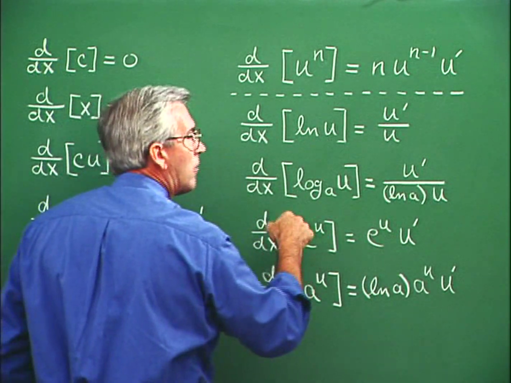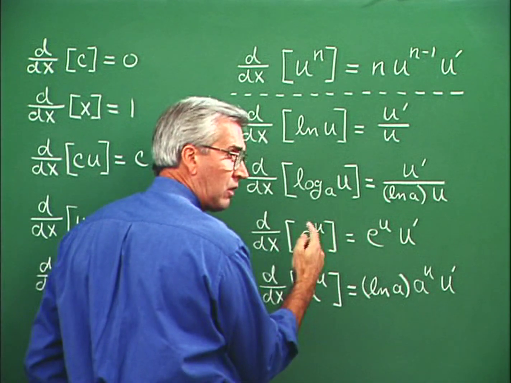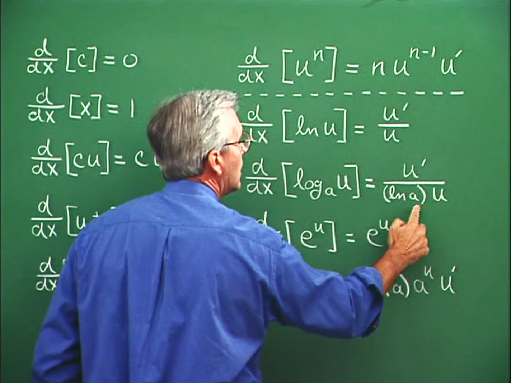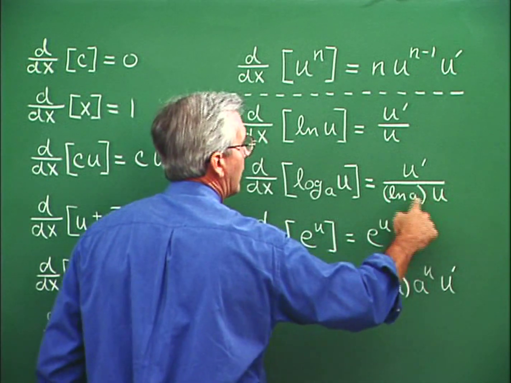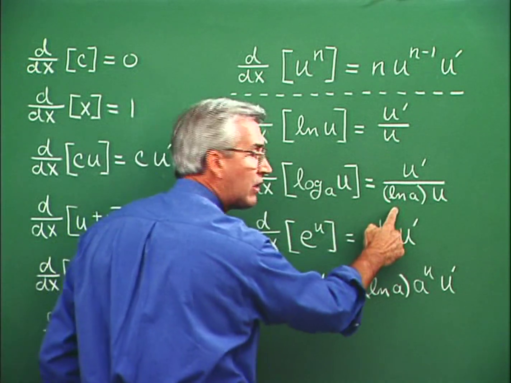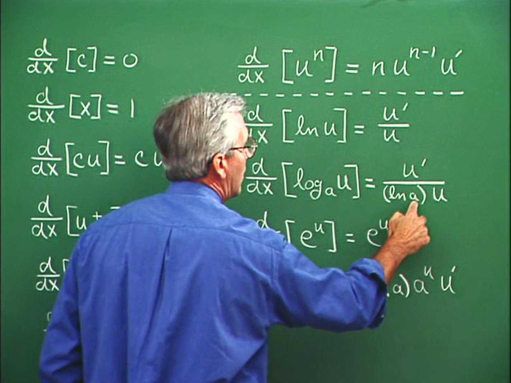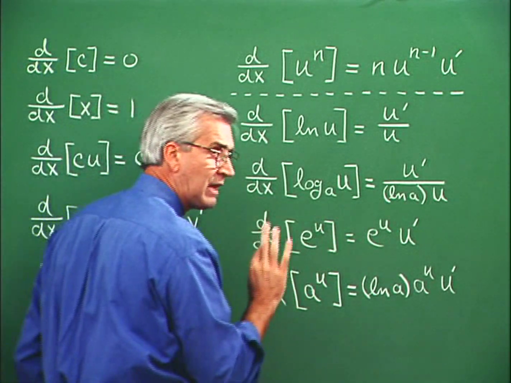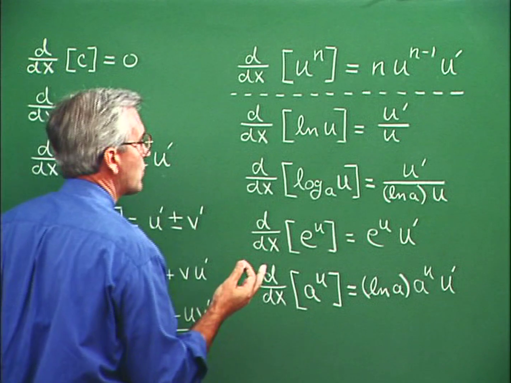For a more general logarithmic base, for the log a of u, it's u prime over ln a times u. Now notice that the difference in these two is just the appearance of the natural log of a in this denominator. Otherwise, they are the same. Makes it kind of easy to recall these situations.